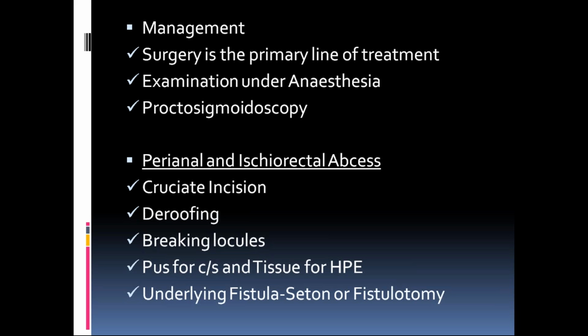If it is a skin organism like Staph aureus, then you can say there will be no underlying fistula. If the culture and sensitivity report comes as Escherichia coli, then you should suspect a connection to the anal canal or the rectum, and there will be an underlying fistula. If there is an underlying fistula, you can do a seton or a fistulotomy at the same sitting.